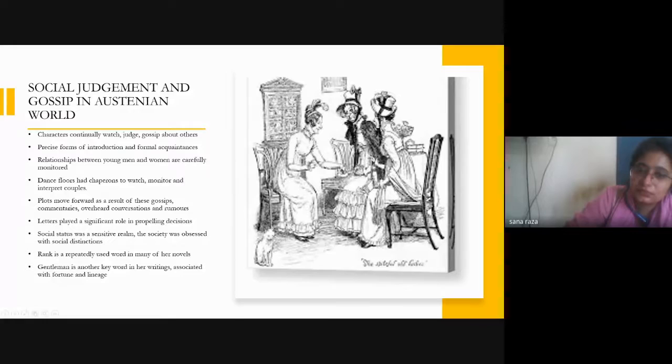This is social judgment and gossip in the Austenian world. Now, characters used to watch, judge, and gossip about others, and that was really normal. Precise forms of introduction and formal acquaintances. Like if you have seen any of Jane Austen's adaptations, you'll see that the mother or an elder makes an acquaintance between the man and the woman. They are introduced formally to each other, and then conversations begin. Relationships between young men and women are carefully monitored. Like there are steps for how you can enter into a relationship. You should be knowing each other, then you should be dancing together. You should be proposed for a dance. And after you dance, then you realize if there's a physical proximity or not.